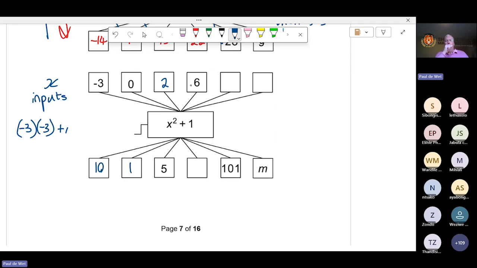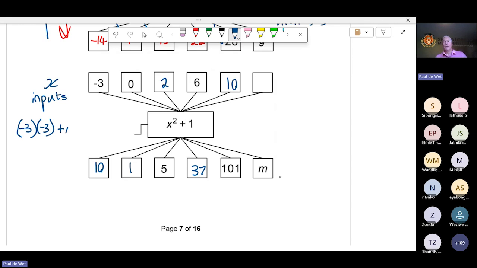So what must 6 go to, guys? What will 6 go to if I put 6 in? Well done. Simkaliswe, sorry. 6 squared plus 1 is 37. Well done. And what does 101 come from? I'm getting lots of nice answers there of 37. 101 comes from 10.